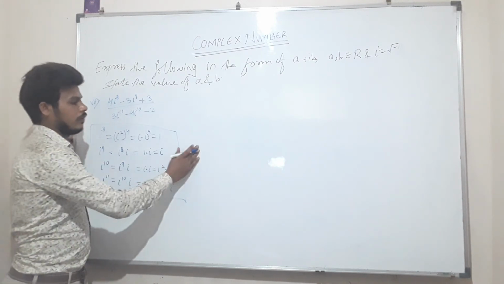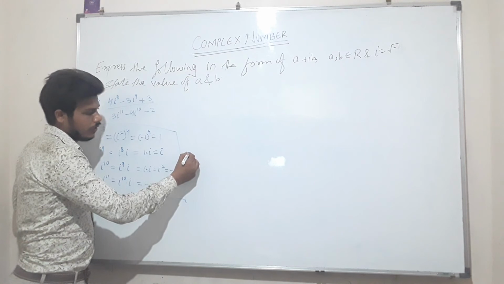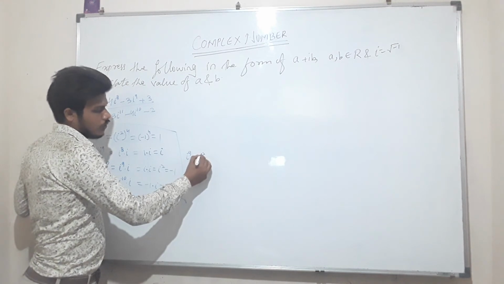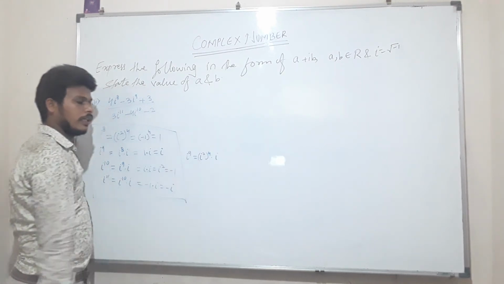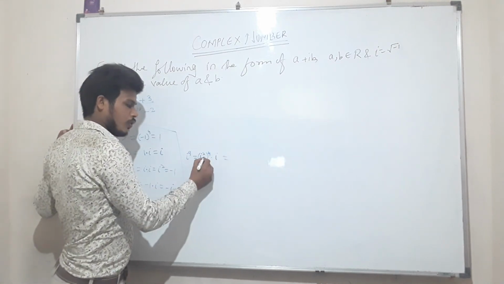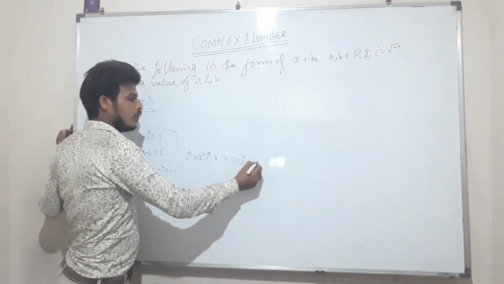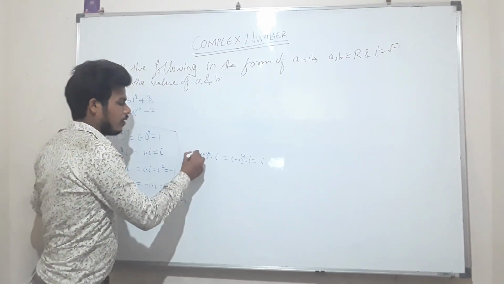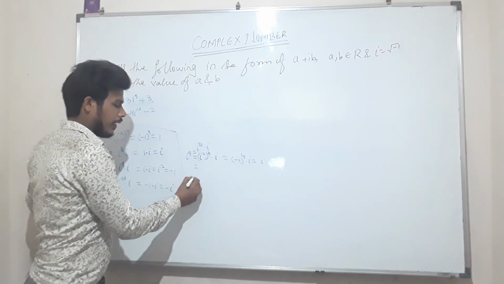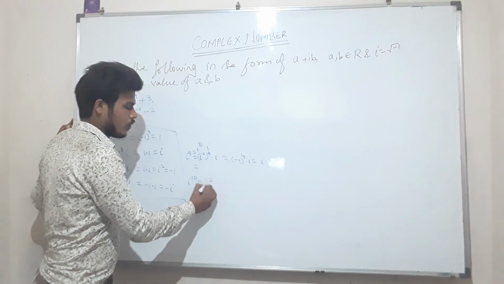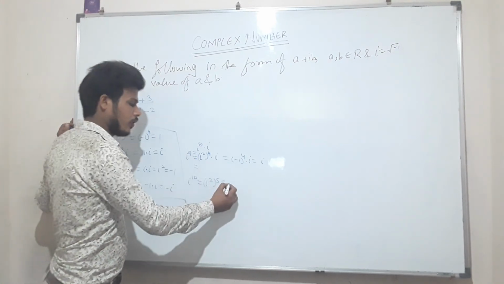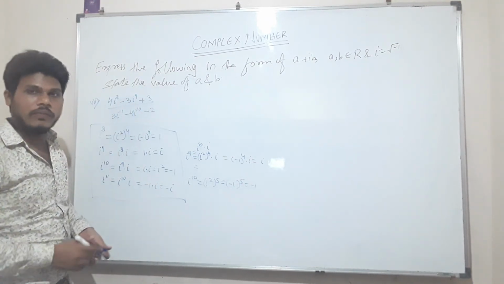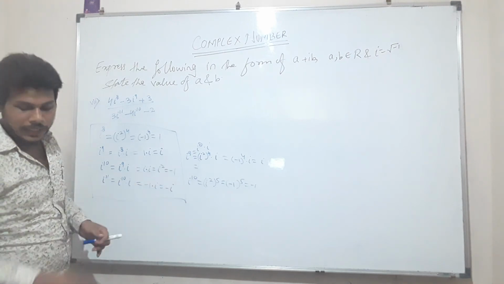We can also find the value of i raised to 9 as i raised to 2 into 4 into i, and i raised to 2 is minus 1 raised to 4 into i, so again the value is i. We can also split i raised to 10 as i raised to 2 raised to 5, and again i raised to 2 is minus 1 raised to 5, that is minus 1. Anyway, we can find the value of higher powers of i.